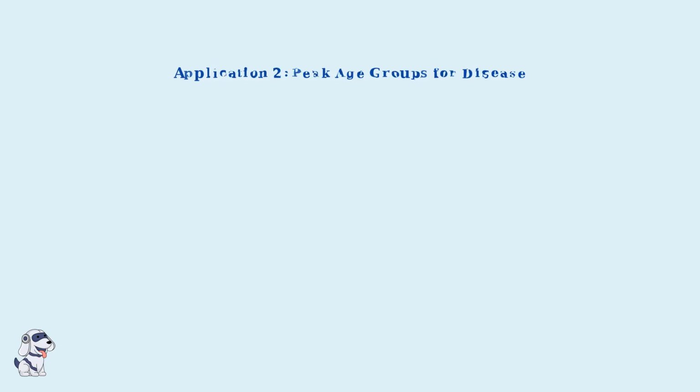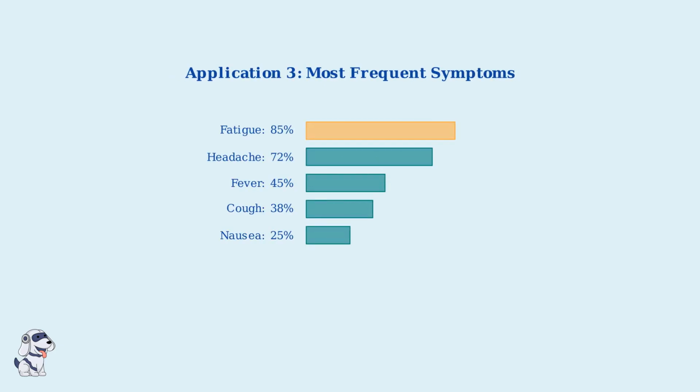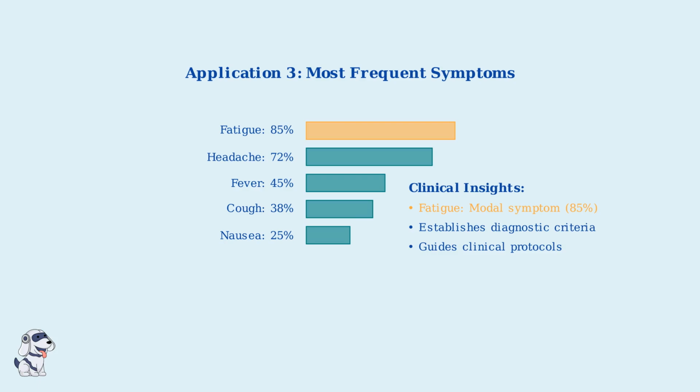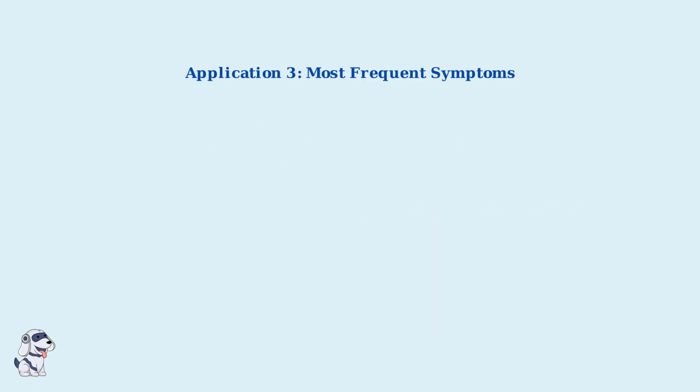The mode is also valuable for identifying the most frequent symptoms in syndrome studies. This helps clinicians recognize common presentation patterns and develop diagnostic criteria. In this syndrome study, fatigue is the modal symptom, occurring in 85% of patients. This information helps establish diagnostic criteria and guides clinical assessment protocols. Finally, the mode plays a crucial role in mental health survey analysis, particularly in depression screening, where modal response categories help identify common symptom patterns.